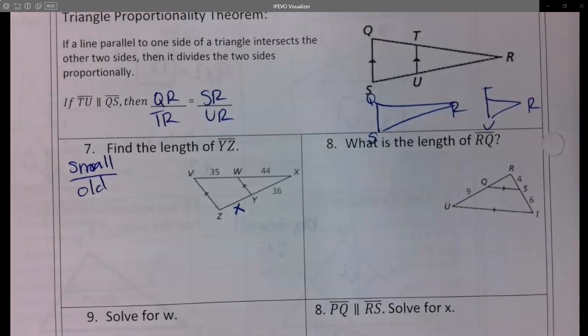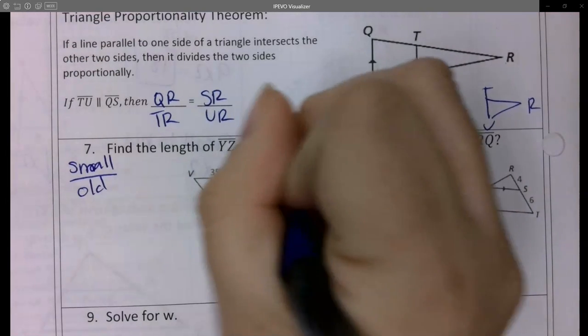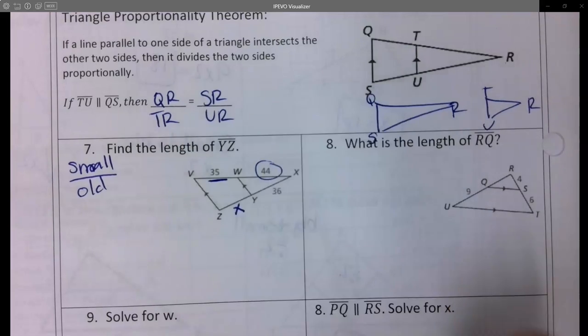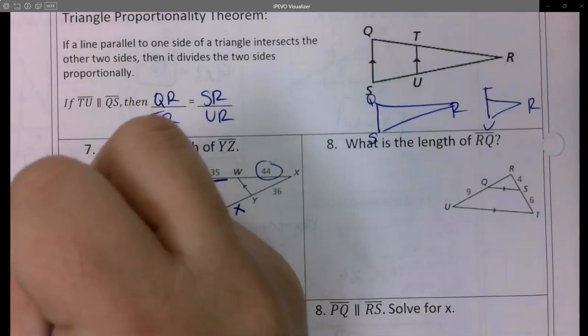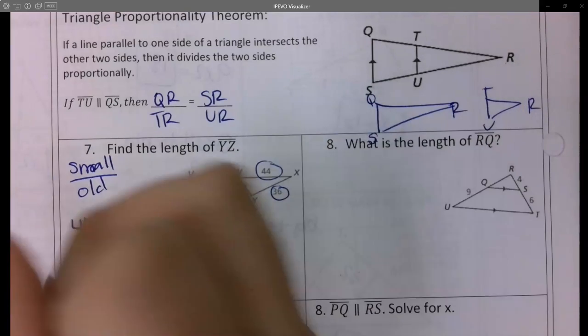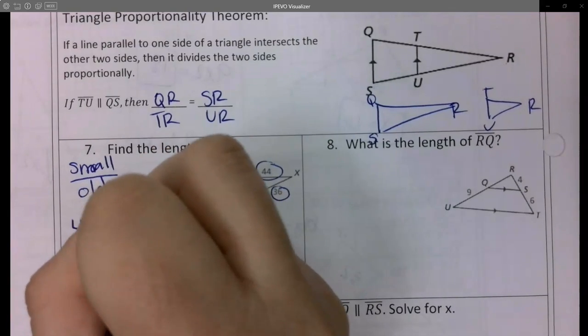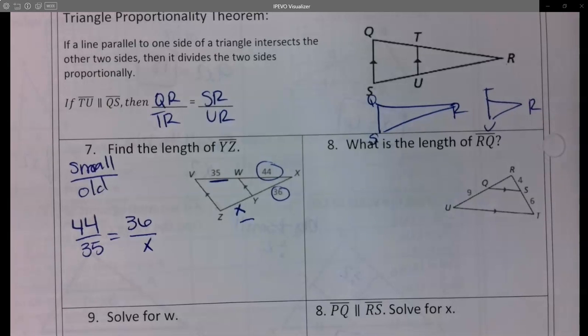So what I could do is take this 45, 44, and put it over the 35, and set it equal to the 36 over the x. And it will give me the same answer as if I redrew out those two triangles.